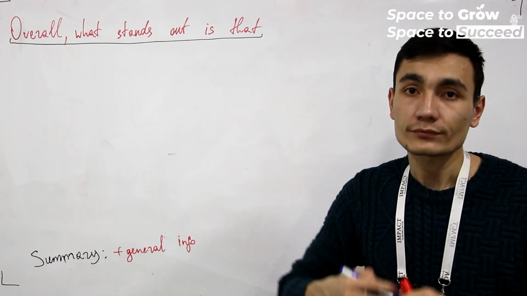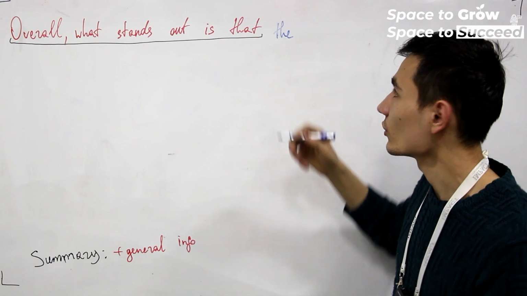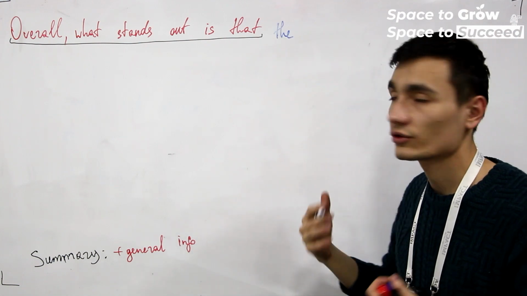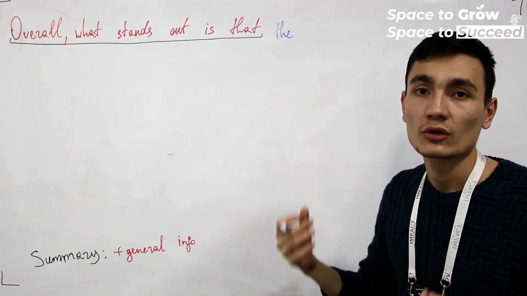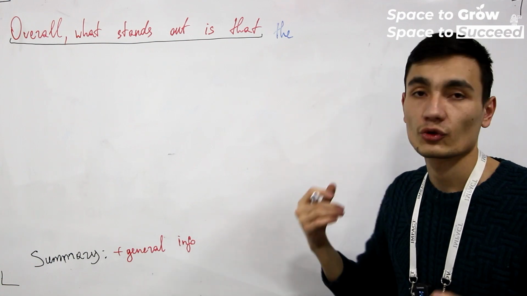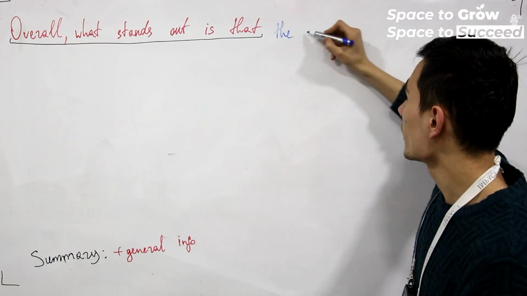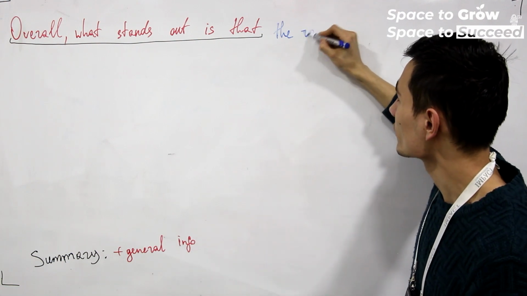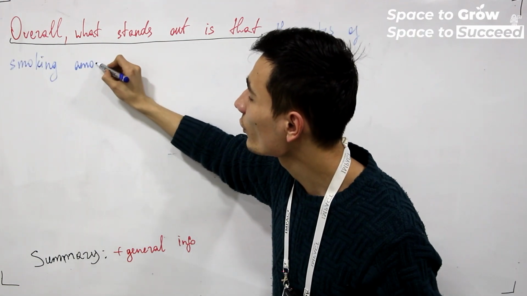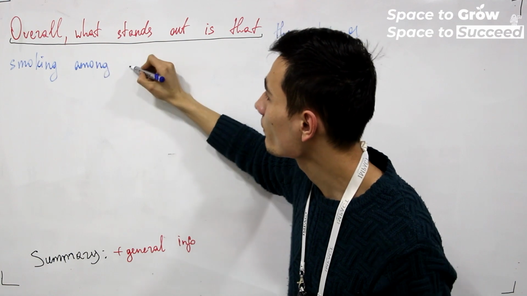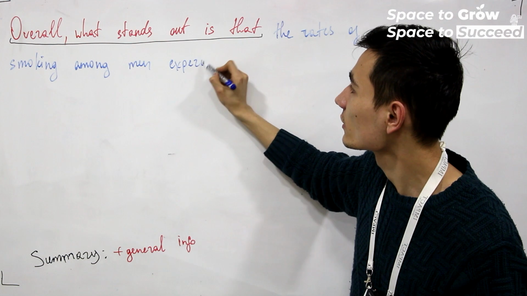So we say the rates. As you see, I'm using a blue marker to give general or ordinary information. I'm using black and red to give exceptional parts that you have to memorize, or that you have to copy into your essays. The rates of smoking among... We used the word males there, so that's why we say men, among men, experience a steady decline.